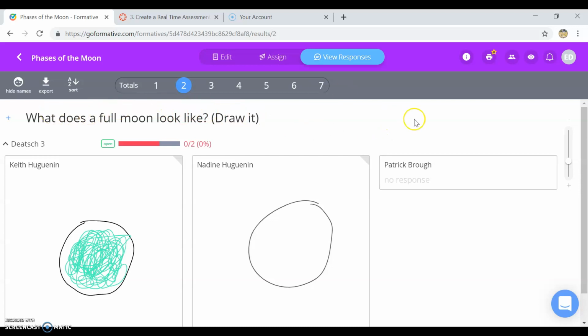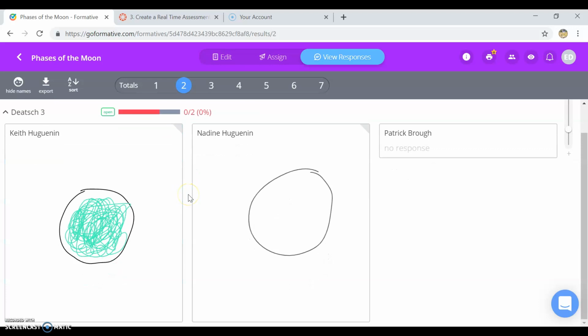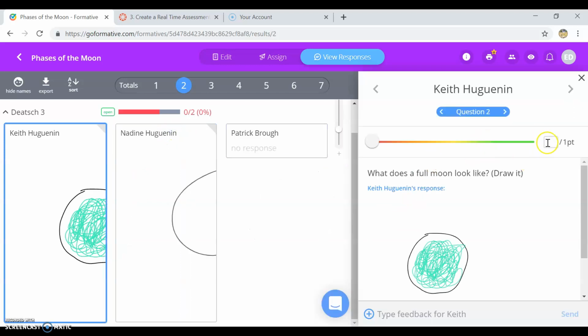So let's look at number 2. What does a full moon look like? If we remember, a new moon, we cannot see it at all. There is no moon in the sky. And Keith, good job. You got that one correct. So I'm going to enter that point.